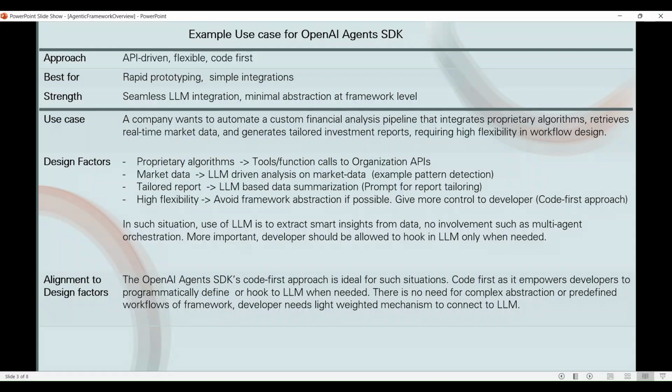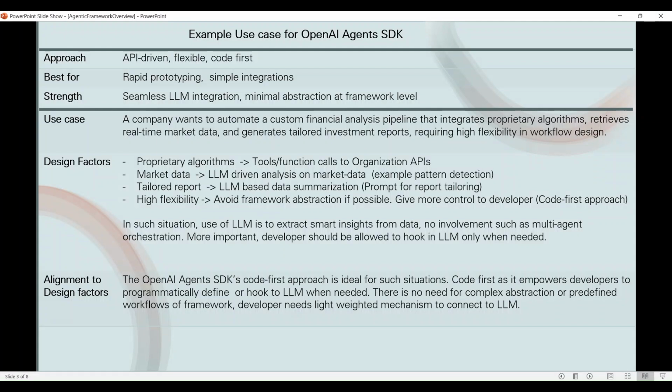Okay, now let's go through a couple of simple use cases and basically improve our understanding. So the first use case we can start with is a company that wants to automate a custom financial analysis pipeline that integrates proprietary algorithms, retrieves real-time market data, and generates tailored investment reports, requiring high flexibility in the workflow design.